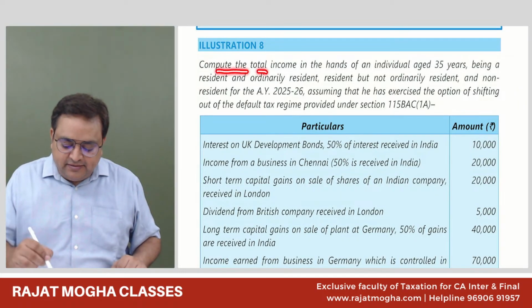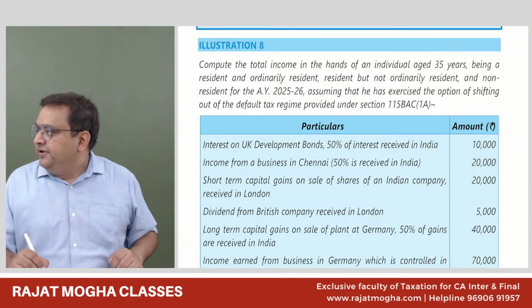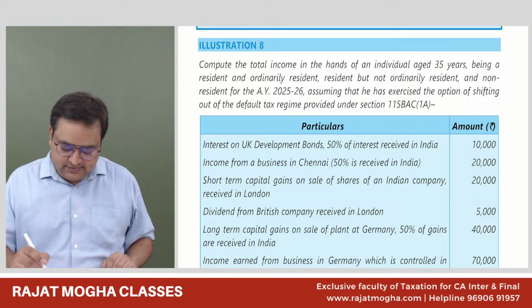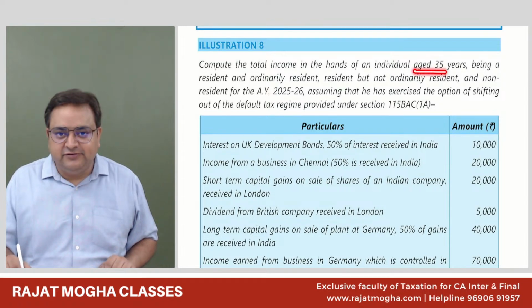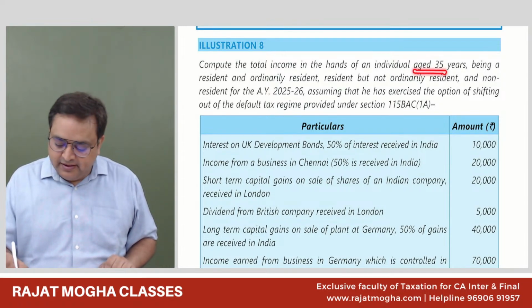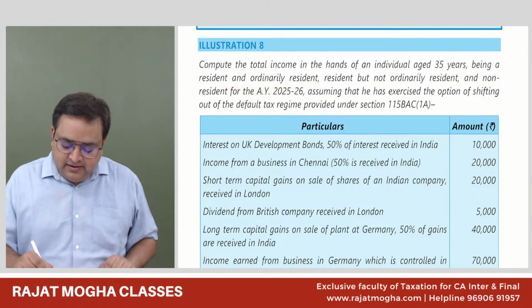Compute the total income in the hands of an individual. Is my voice clear now? Compute the total income in the hands of an individual, age 35 years. So he is 35 years of age, being a resident and ordinary resident, resident but not ordinary resident, and non-resident.